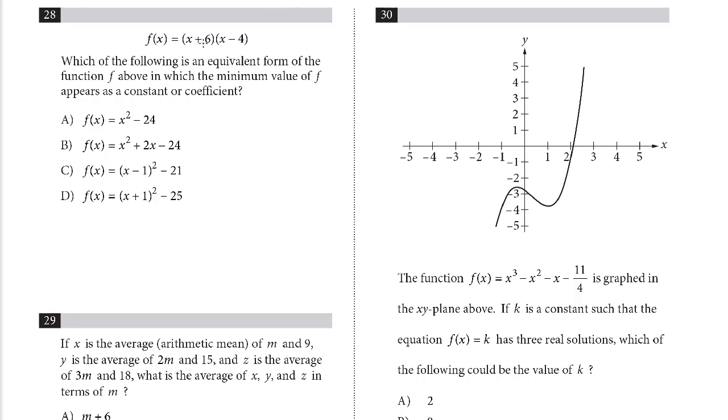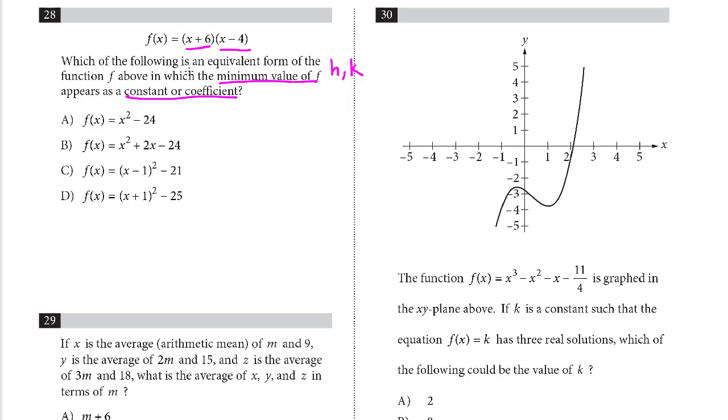Okay, 28. f(x) equals (x + 6)(x − 4). So this is a quadratic in factored form. Which of the following is an equivalent form of the function f in which the minimum value of f, which is determined by the vertex, by the way, (h, k), appears as a constant or coefficient?